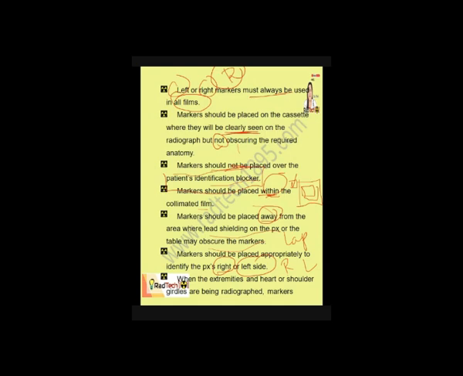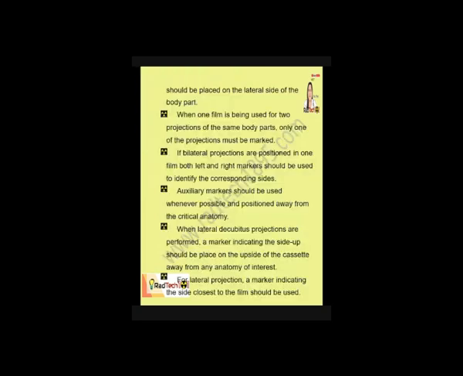When the extremities, heart or shoulder girdles are being radiographed, markers should be placed on the lateral side of the body part. Okay? So for extremities, shoulder girdles, and heart, the marker should be on the lateral side. When we say lateral side, it is at the side of the part. Okay? It cannot overlap at the top or at the bottom of the part.